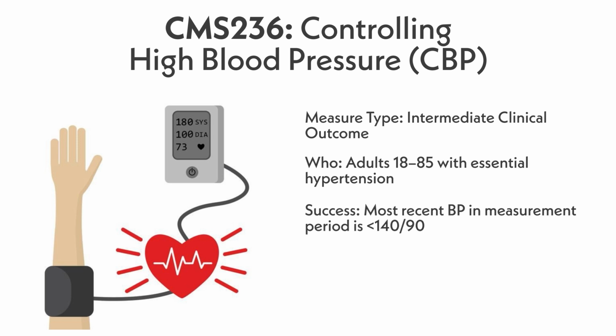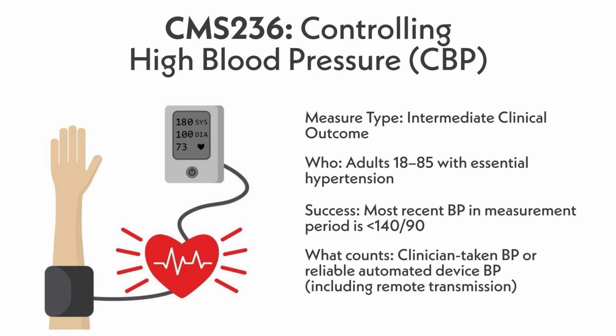The numerator is met when the patient's most recent blood pressure during the measurement period is controlled, meaning systolic under 140 and diastolic under 90. A critical guidance point: only blood pressures taken by a clinician or an automated device are acceptable. Remote monitoring values can count if the device is capable of transmitting data, or if the clinician determines the device and reading are reliable. And one more important rule: do not use blood pressures recorded during an acute inpatient stay or in the emergency department. Those should not be used for numerator compliance.